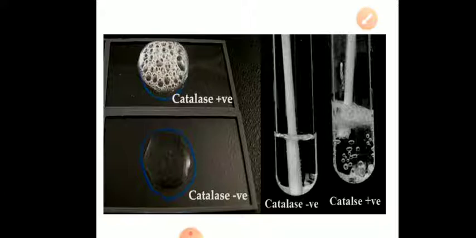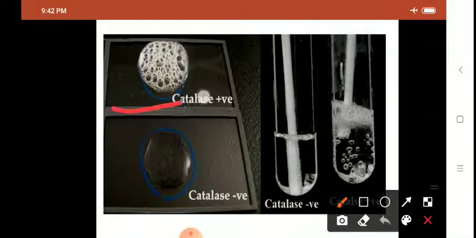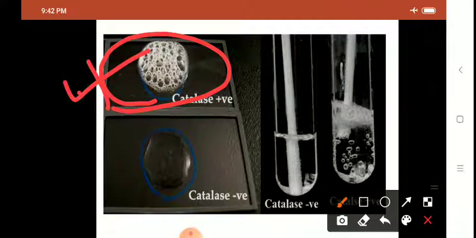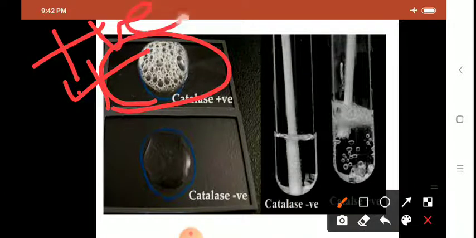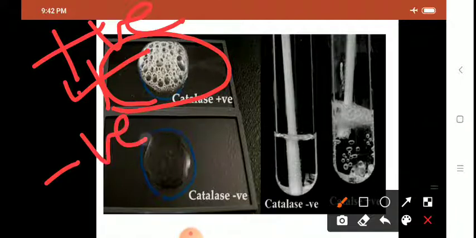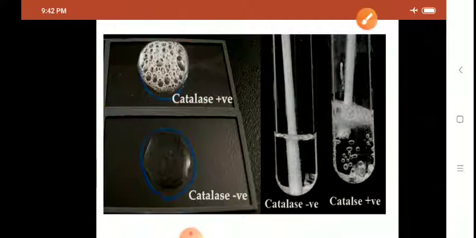As you can see from the diagram, the first half is a slide test. You can see we have taken a small amount of culture and added H2O2, and there is rapid evolution of gas bubbles. So this organism is catalase positive. And in the lower part, you can see there is no evolution of gas bubbles when the culture is mixed with 3% H2O2, which means it is catalase negative.